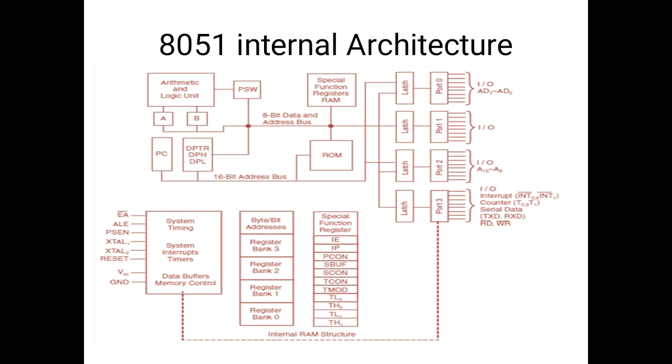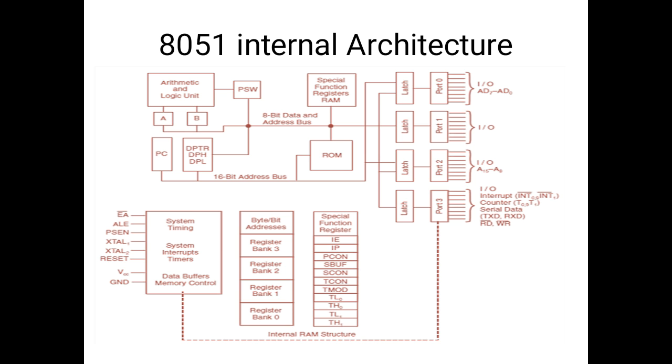Now, here we can see the internal architecture of the 8051 microcontroller. The first block shows the accumulator and B register. Accumulator holds the result of the instruction, which is addressed by the special purpose register bank. B register is used to store the operand for the multiplication and division instructions. It is basically used as a scratch pad.